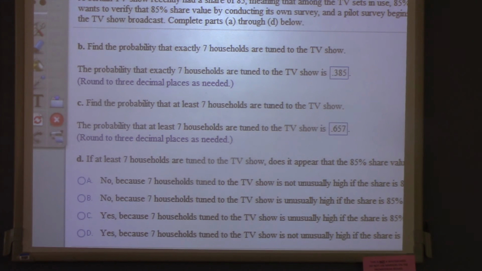So you got to read it. It says, is the 85% value wrong? I'm not a TV person. I don't know what shares mean. So, a certain TV show recently had a share of 85%, meaning that among the TV sets, 85% were tuned. Well, this says that at least 65% or 66% is 7 households.